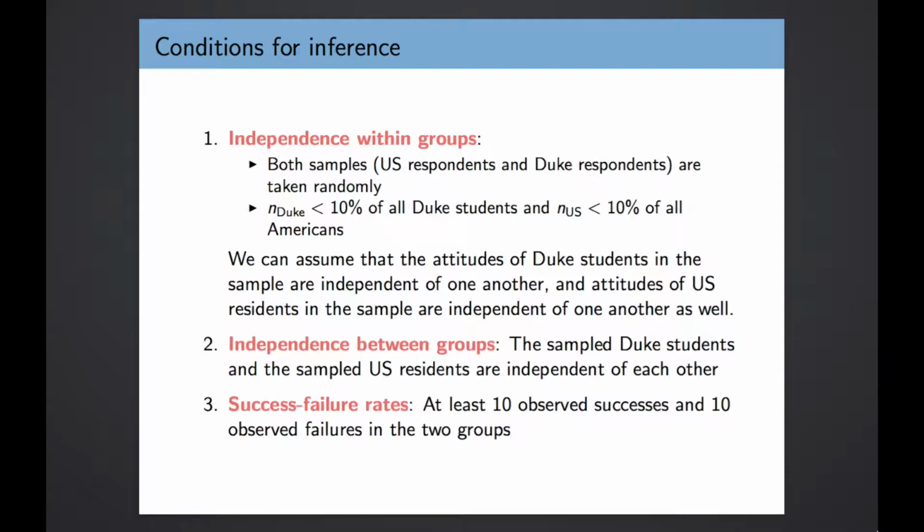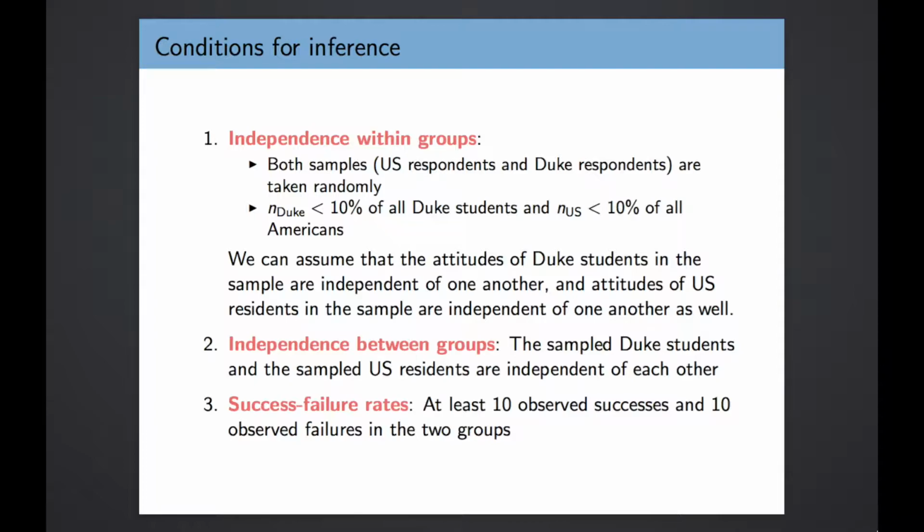The first of these conditions is really similar to the independence conditions that we've been talking about up to this point. So independence within groups just means that in both samples, the observations in the sample are independent of one another. We can help verify this by making sure that both samples are taken randomly and that each of the sample sizes is less than 10% of the population that they're drawn from. For this particular example, we can assume that the attitudes of Duke students in the sample are independent of one another and attitudes of the US respondents are independent of one another.